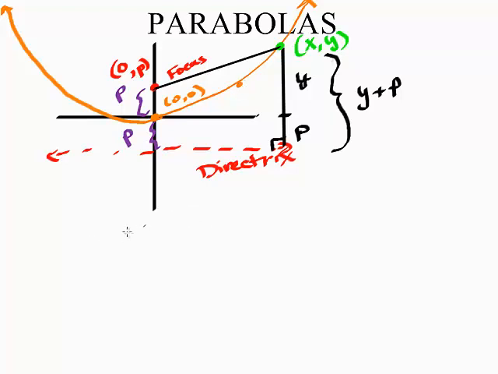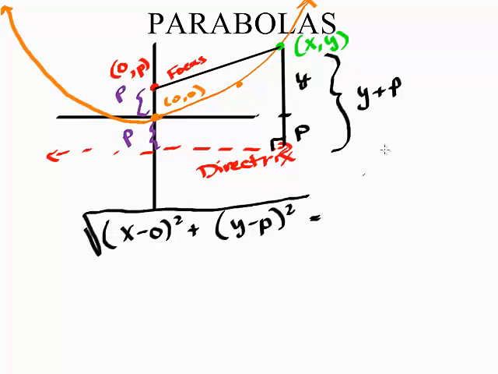Remember, the distance formula is the square root of the change in x squared plus the change in y squared. So basically, we're going to do the square root of x minus 0 squared plus y minus p squared. That is the distance between those two points. Now the other side, the distance between these two points, is y plus p.